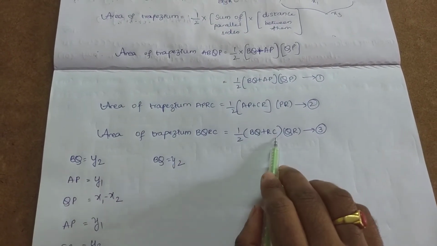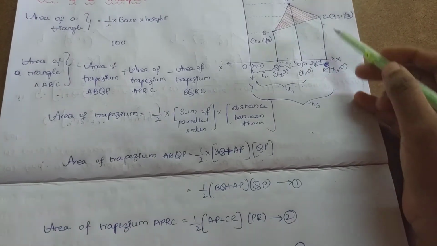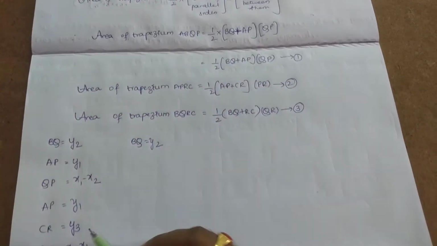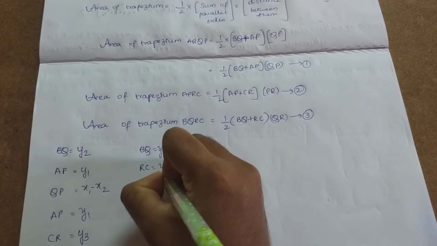Y2. So here, what is RC? CR and RC are the same. That is y3. Here we have written it anyway. So RC is y3. RC equals y3.